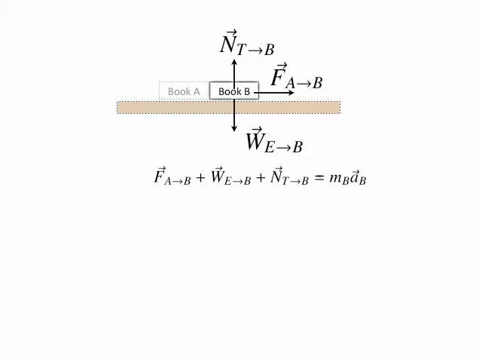Now I need to break that vector equation down into x and y components. So I've got the x component of the force of book A on book B, the weight and the normal force. Each of them only points vertically, so they have no x component. And then that gives me that the sum of those three is equal to the mass of book B times the acceleration of book B. The y component is similar, except here we have no acceleration in the y direction. And the force of book A on book B has no y component. The only forces with y components are the normal force and the force of the Earth pulling down on book B.